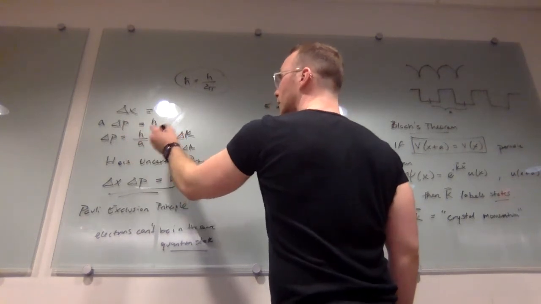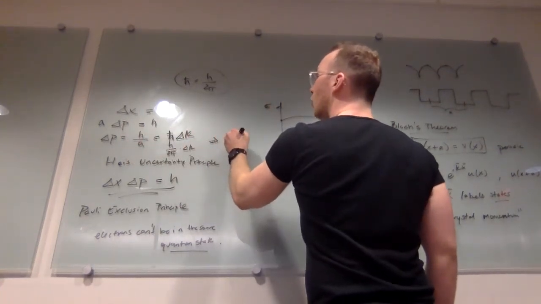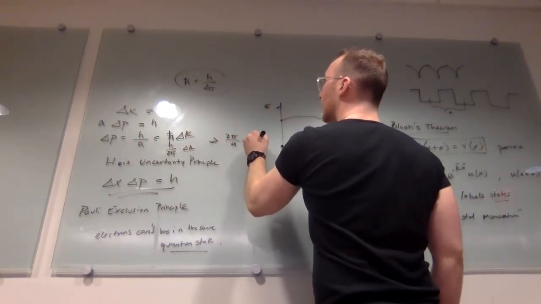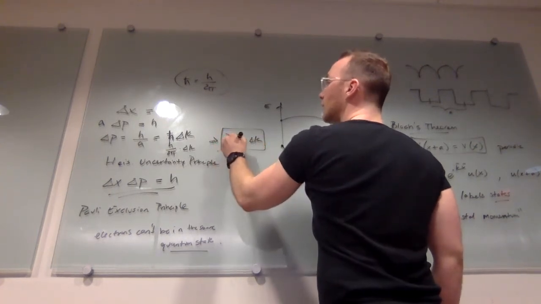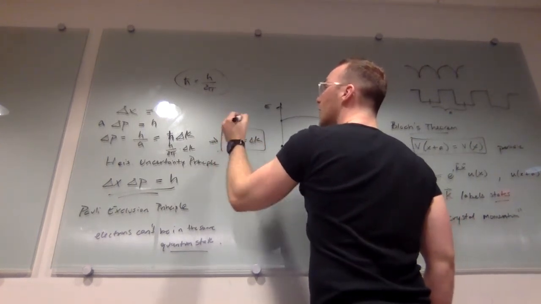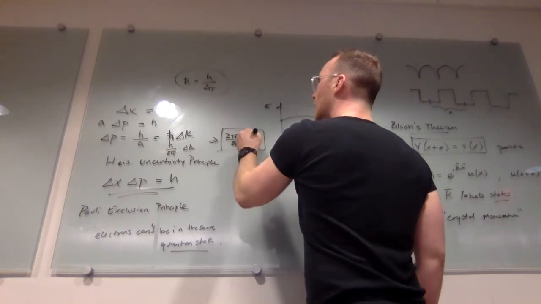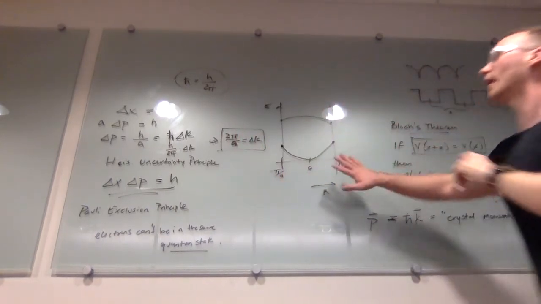So the point is that now this is equal to this, and we can cancel the h's, and we get that 2 pi over a is delta k. Now, what does this mean? We kind of forgot why we did all this. The point of this is, and now I have to actually explain this.